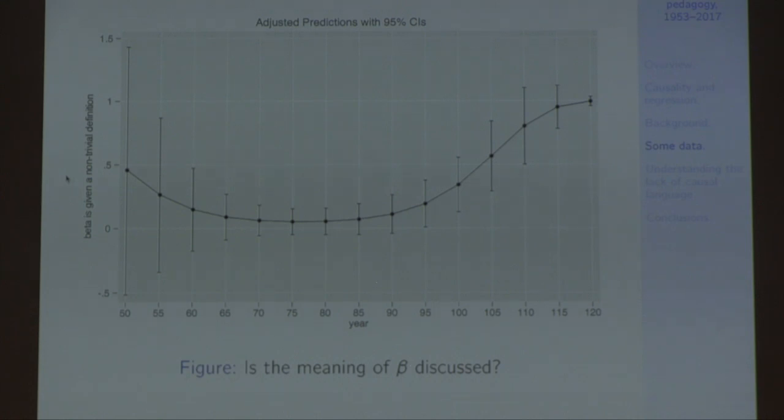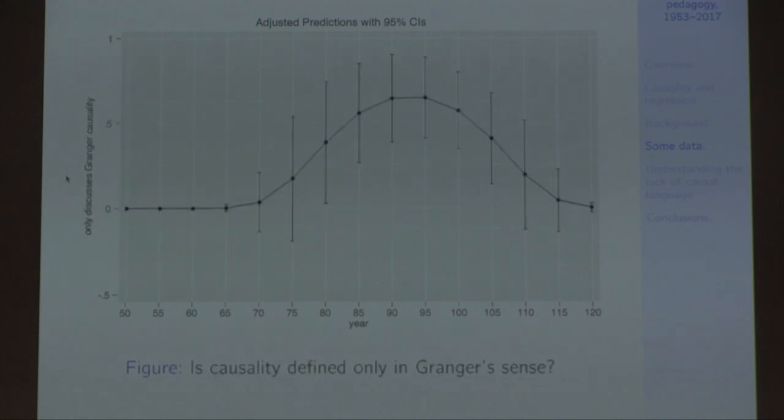This is the same thing for, is there a discussion of what the slope coefficient on the covariate of interest means? And again, it starts off pretty good in the 1950s and 60s, then gets bad in the 80s, and then picks up again relatively recently.